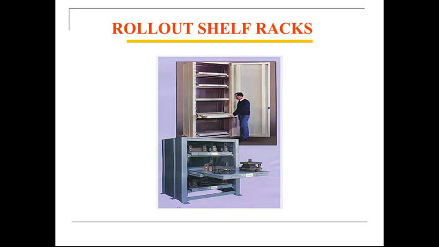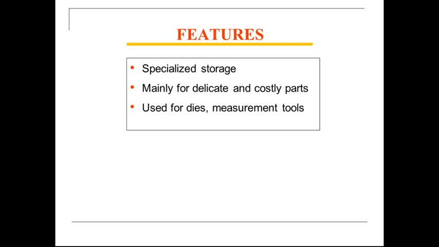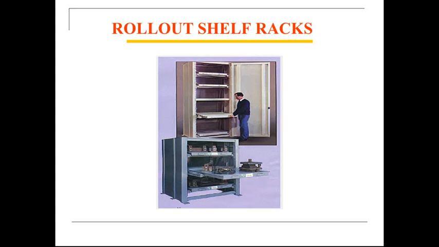This one is for storing parts that are, I would say, expensive and delicate. This is called the rollout shelf rack. This is for specialized storage, mainly for dedicated and costly parts, and used for dies and measurement tools. Some of them will contain doors, so you can close them and store them. Some of them will be open like this one.